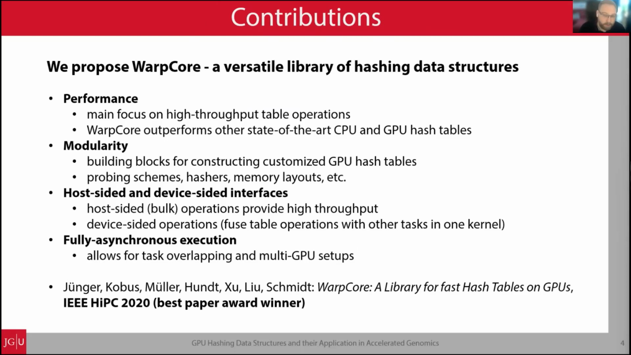What are our contributions? Well, we proposed a new library for GPU hash tables, as well as other hashing-based data structures, which is designed around 4 conceptual pillars. First and foremost, our main focus lies on performance measured in throughput, meaning table operations per second. WarpCore outperforms other state-of-the-art CPU and GPU hash tables, which we will see in the evaluation section. Second, we have modularity. Our experience with GPU data structures over the recent years revealed that there is no one-size-fits-all implementation which works best for every use case.